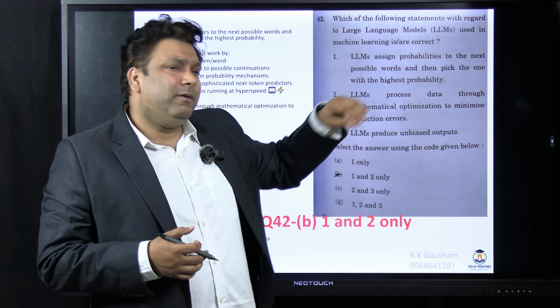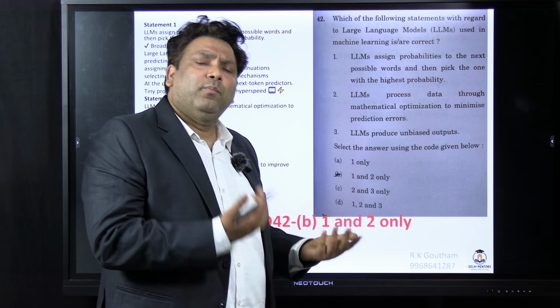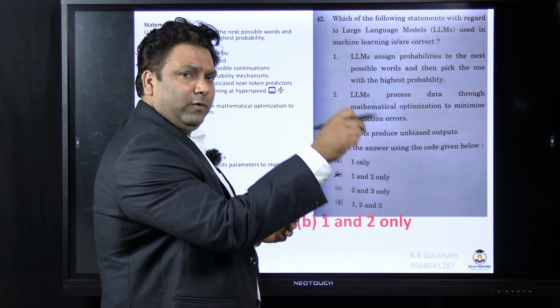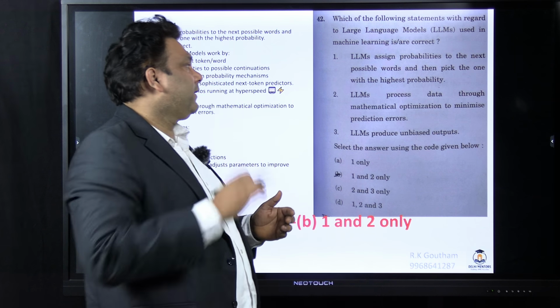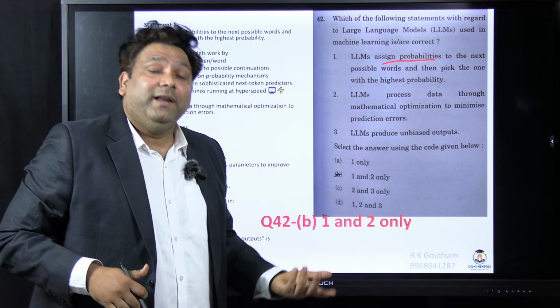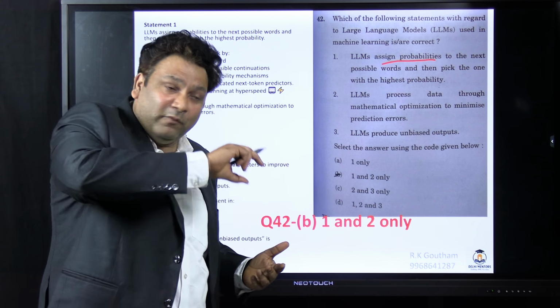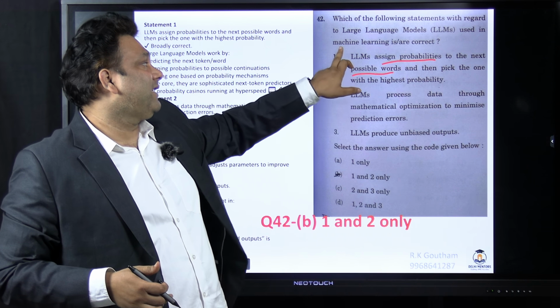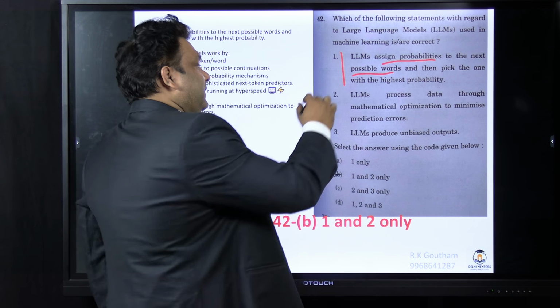So वो जितने भी notes हैं, सबको check करके, okay, probability से it will keep on putting the correct word over there. So correct होने की probability क्या है, उसके हिसाब से it will be framing a statement. So next possible words, and pick the one which is highest probability. So this is the right statement.